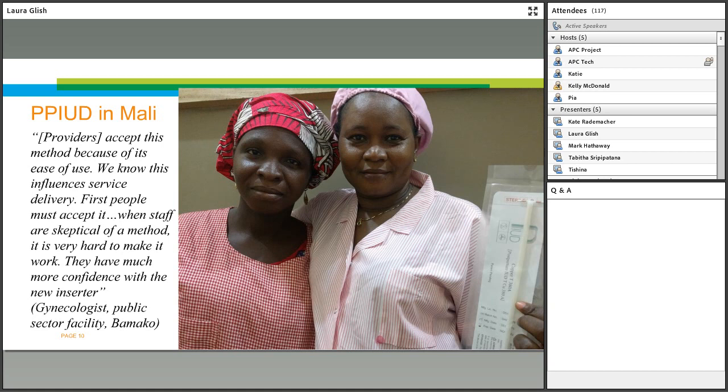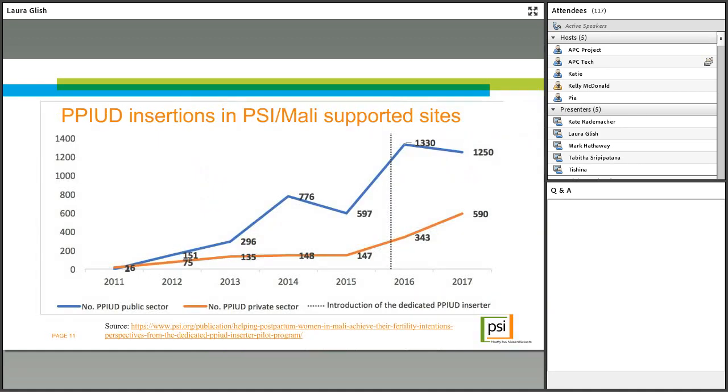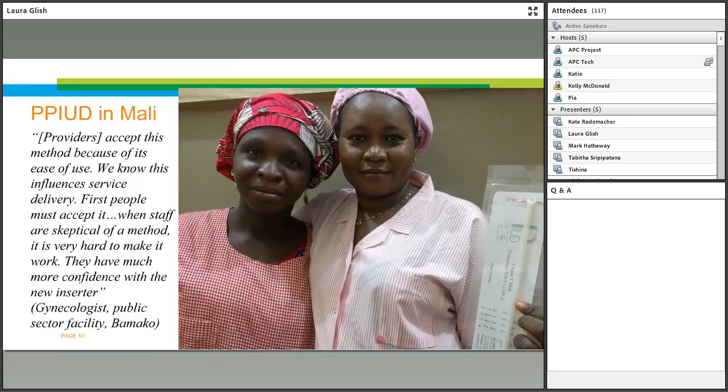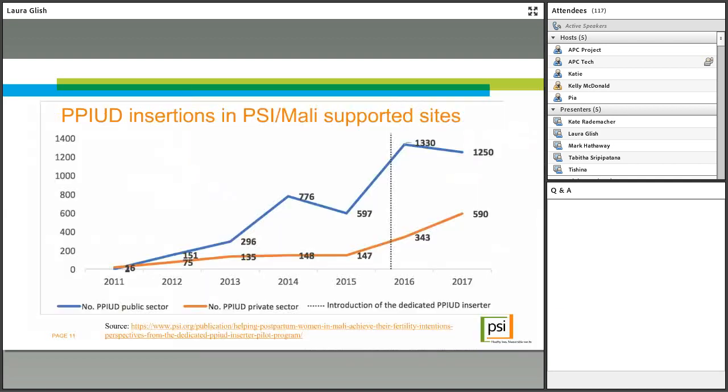Last year, with funding from CIFPO2, PSI conducted a case study in Mali where providers had been trained back in 2011 on the traditional forceps insertion for PPIUD and have now been using the dedicated inserter for a few years. We conducted some interviews as well as analyzed routine data and found overwhelmingly that the providers preferred the dedicated inserter. It made their job easier. They felt more comfortable. And as you can see here, the public sector staff know that if the providers are more comfortable doing the procedure, they will be more likely to counsel their clients and offer the method.